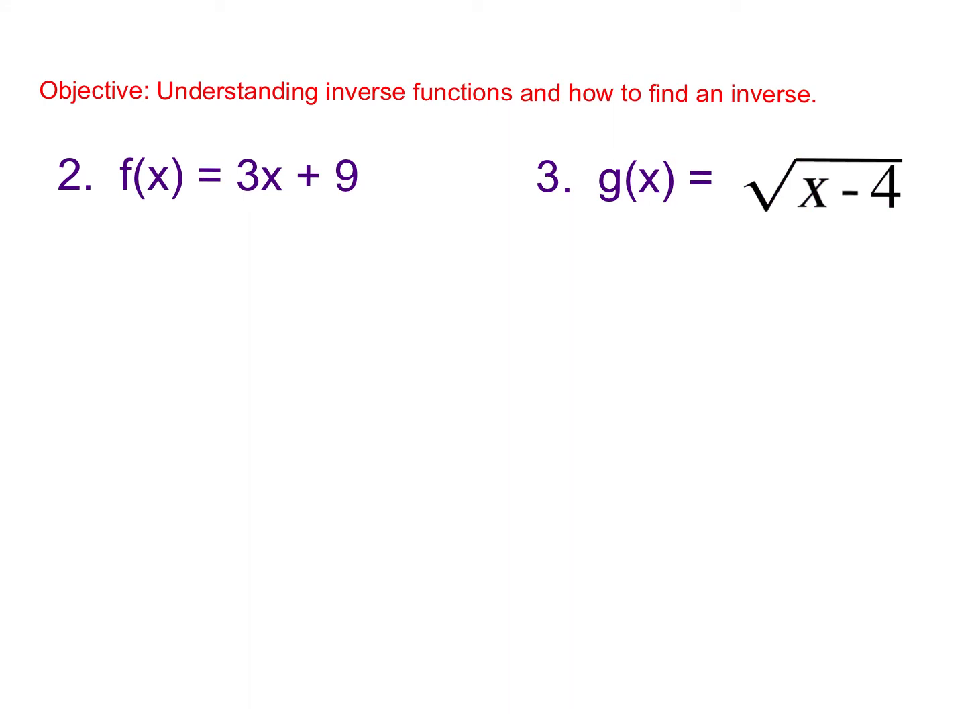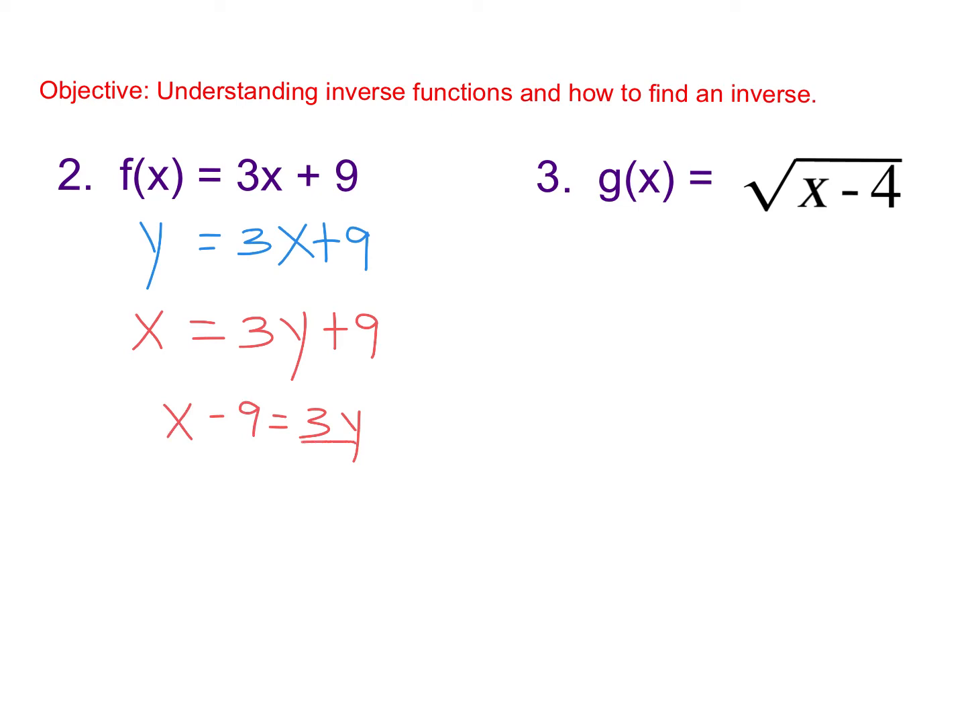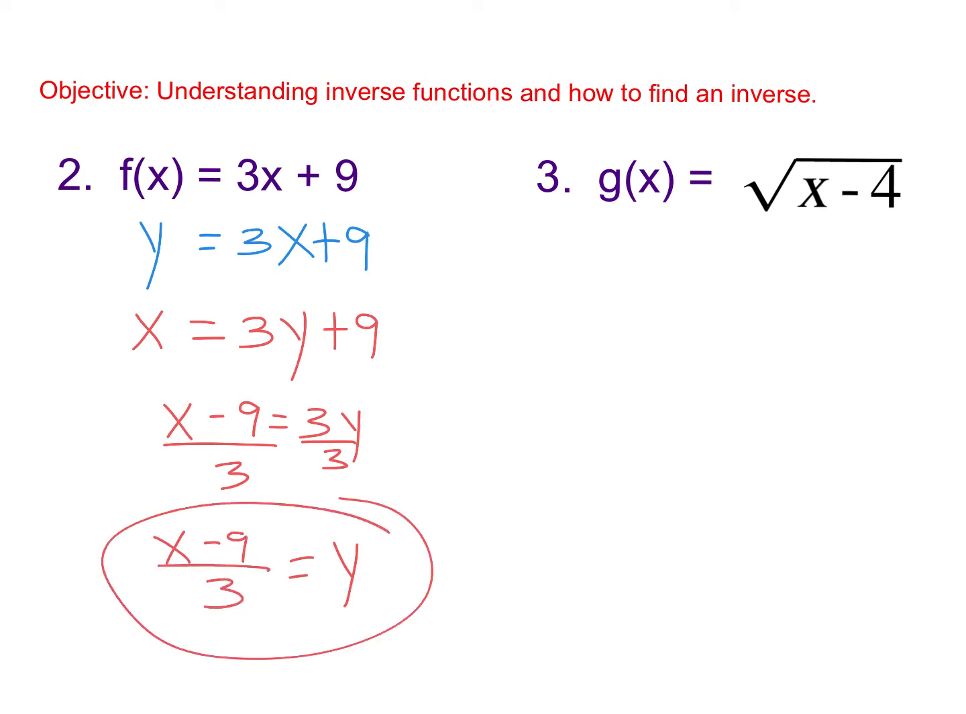All right, so first thing is I'm going to get rid of f of x. So we're going to start with y equals 3x plus 9. That's my original. So to find my inverse, I'm going to switch my x and my y. So x equals 3y plus 9. And then I'm going to solve for y. So I subtract my 9, and I divide by 3. So y equals x minus 9 all over 3. And that's your answer. Right?